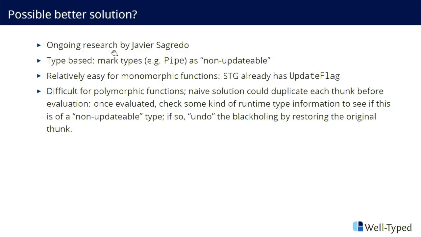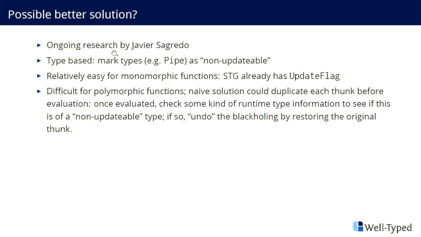There is someone working on a better solution. Javier, he's a master's student. I'm supervising him. Unfortunately, he had made great progress in the beginning, and since then his employer made him far too busy, so he hasn't done much work on it since. But the idea is that you might mark some types as being non-updatable. Right, so something like a pipe or a conduit or an intermediate representation, you know that you don't ever want it in memory. This is control data, it's not data. Right, so you could mark it as non-updatable. And then the idea would be that you change code generation so that you don't update those thunks.